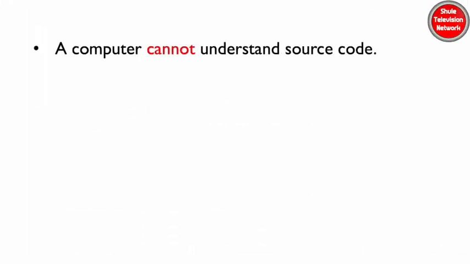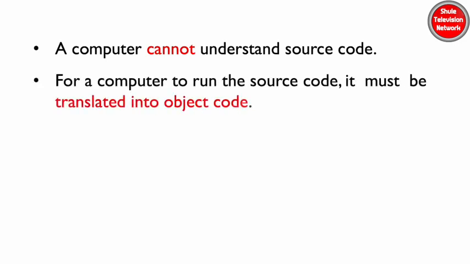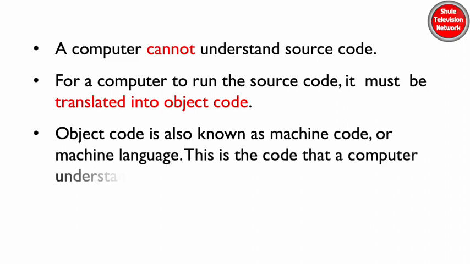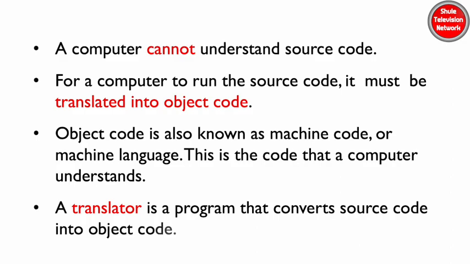A computer cannot understand source code. For a computer to run the source code, it must be translated into object code. Object code is also known as machine code, or machine language. This is the code that a computer understands. A translator is a program that converts source code into object code.